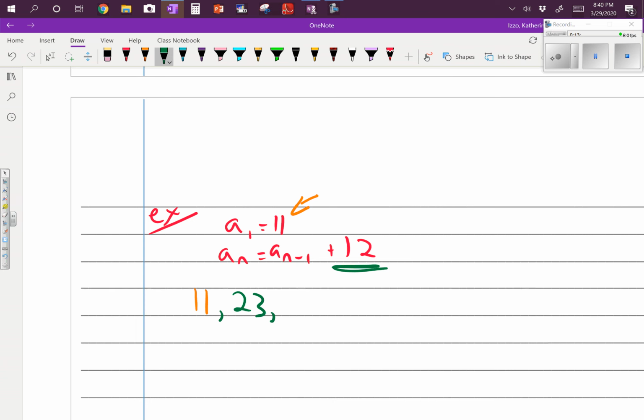In order to get from 23 to the next one, we have to go 23 plus 12, which is 35. And then 35 plus 12 is going to be 47. And then 47 plus 12 is going to be 59. And it's going to keep going and going and going. When is it going to stop, Squirrely? Is it ever going to stop? Who knows?